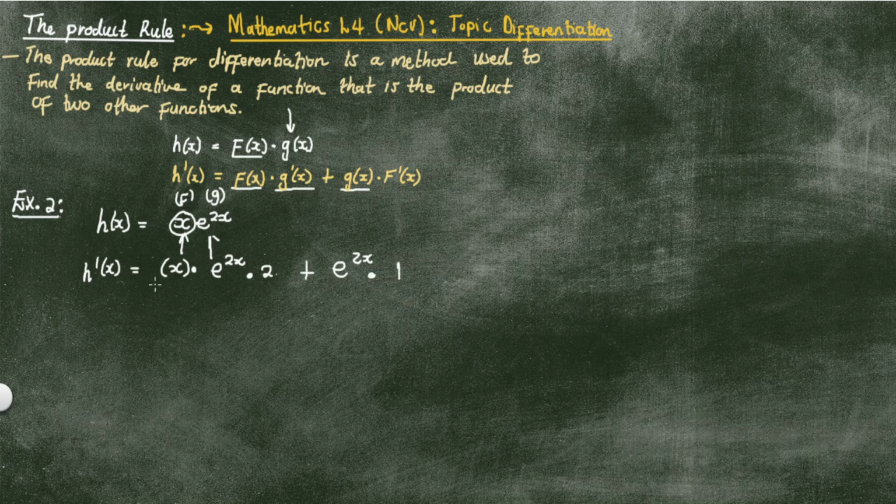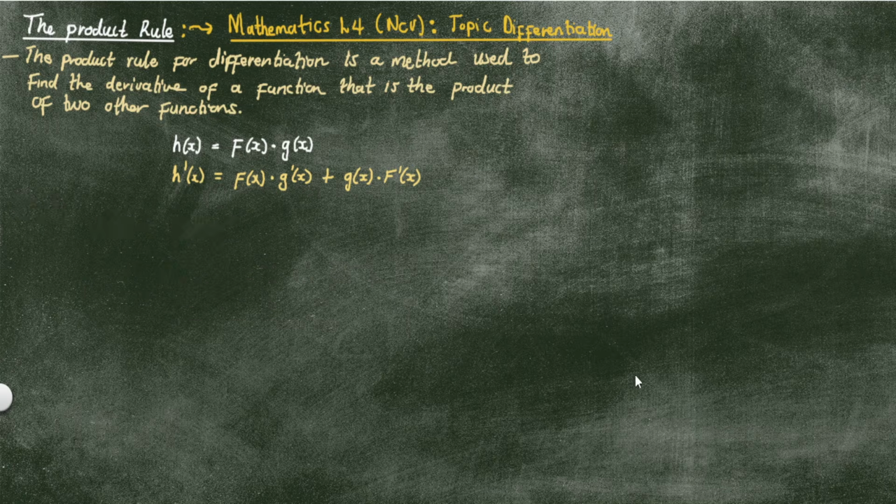What is the derivative of x? It's 1, equal to 2 times x, which is 2x e raised to exponent 2x, plus 1 times this is just going to be e raised to exponent 2x. Final answer actually. Let's get one last example.